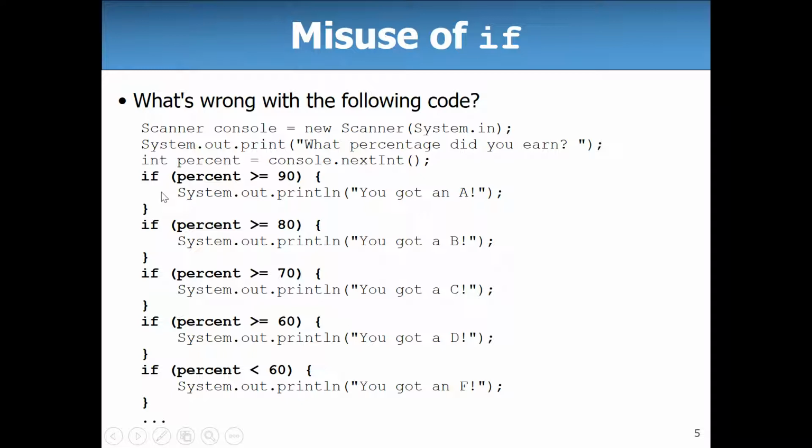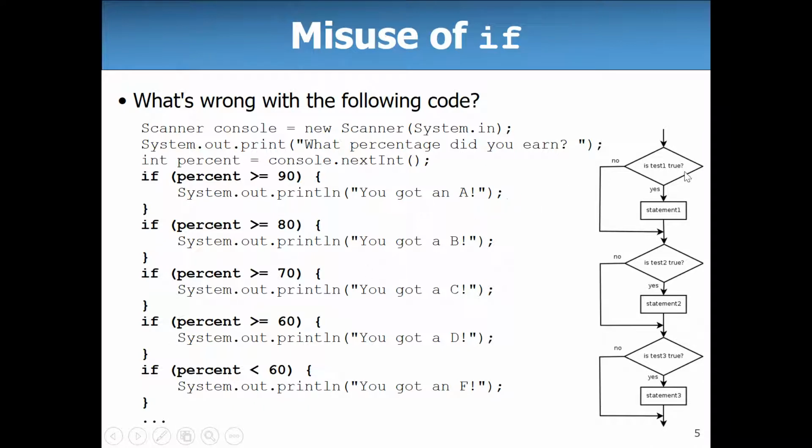So let's say I put in 70. Okay? Is 70 greater than or equal to 90? No, it's not, so we skip it. Is 70 greater than or equal to 80? No, it's not. We'll skip it. Is 70 greater than or equal to 70? Yes, it is. We print out, you got a C. Then we go on to the next one. If percent is greater than or equal to 60, well, 70 is greater than or equal to 60. So we got a D as well. So we got both a C and a D. Awesome. That's sure to help our GPA. Then, is 70 less than 60? Well, it's not, so we don't print out that last statement.